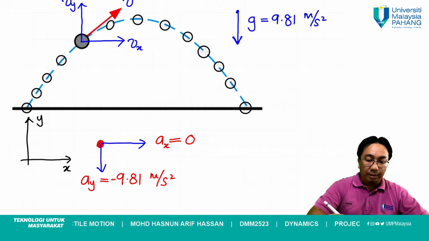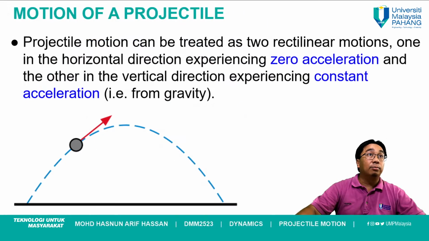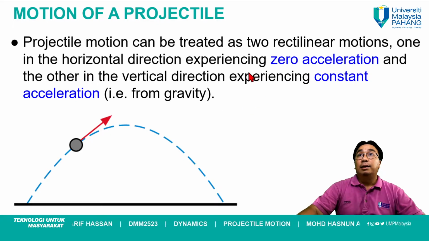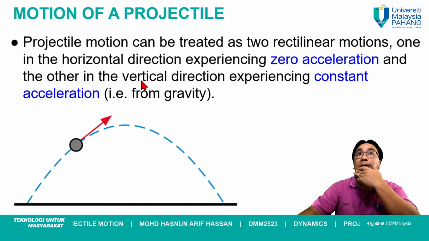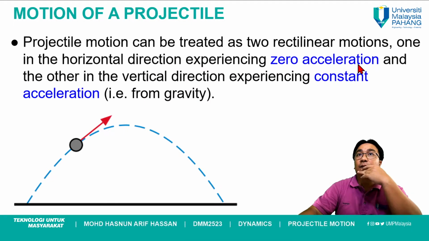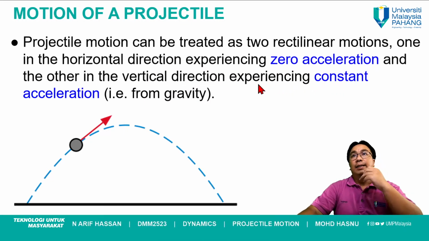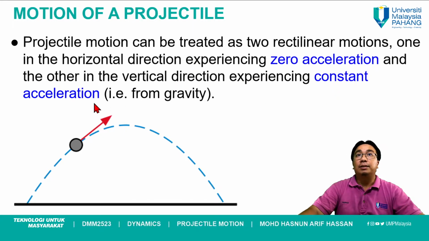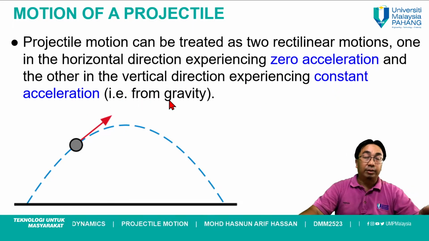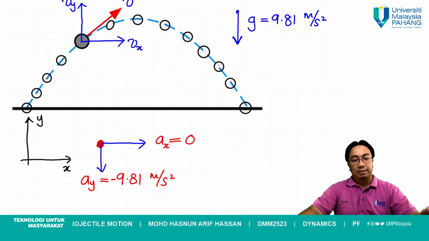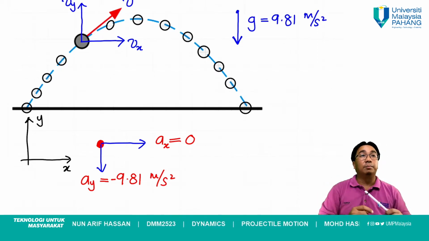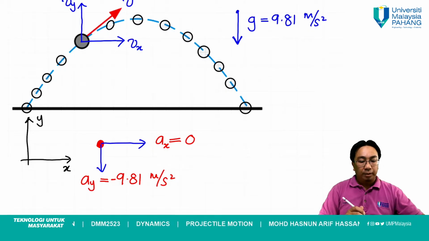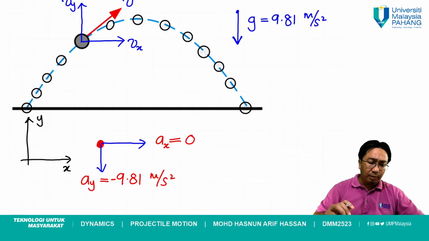Okay, dan dia ada bagi tahu tadi dalam definition, kita buka balik. Dia tulis di sini, horizontal direction experiencing zero acceleration. In vertical direction experiencing constant acceleration from gravity. So maksud dia ialah pada setiap masa ax ialah kosong dan pada setiap masa ay ialah negatif 9.81 meter per second square. Okay, itu tentang acceleration.